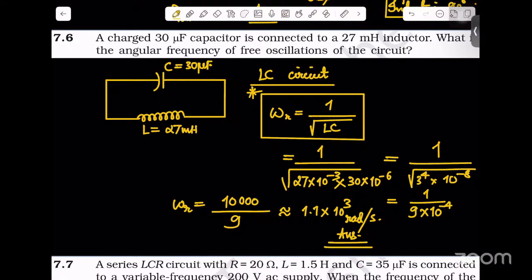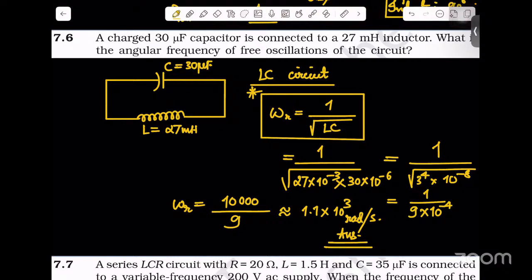Okay. So here you need to know the formula to find the angular frequency of oscillation in an LC circuit, which is 1 upon root L times C. Okay. So I guess this is pretty clear to everyone. So shall we move on to the next question?